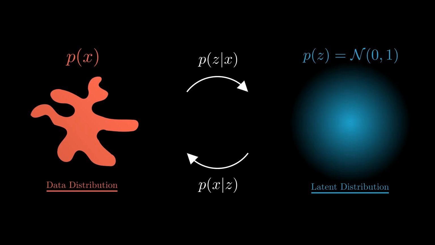This is where the variational part of the variational autoencoder comes in. Since we don't know the true posterior, we approximate it using a Gaussian distribution, which we'll call q of z given x. This Gaussian will have parameters, mu and sigma, that we need to learn, which is an optimization process usually known as variational Bayes.